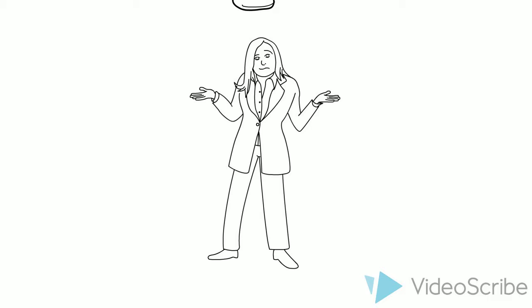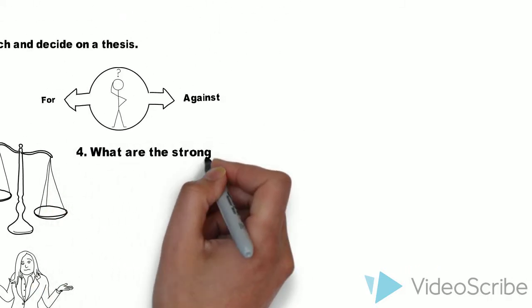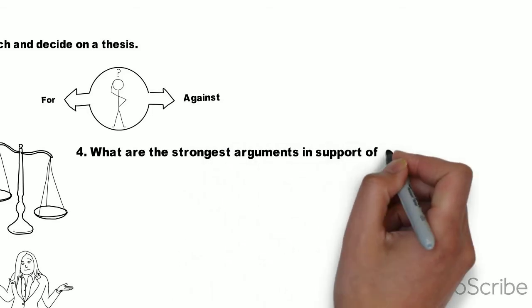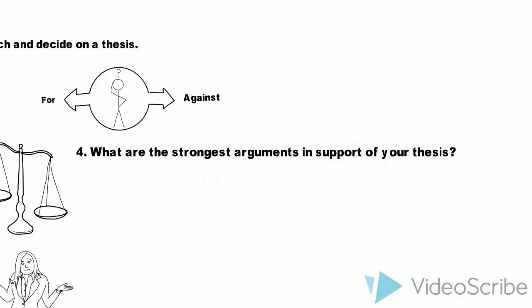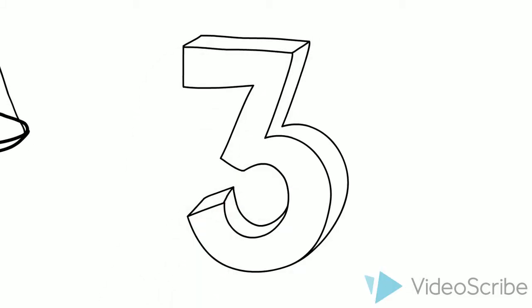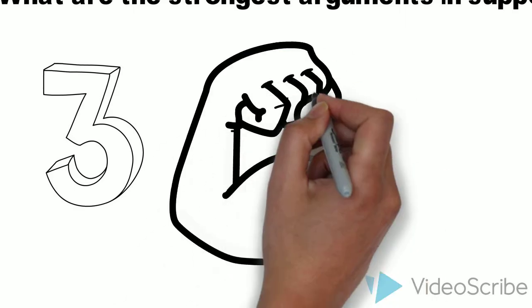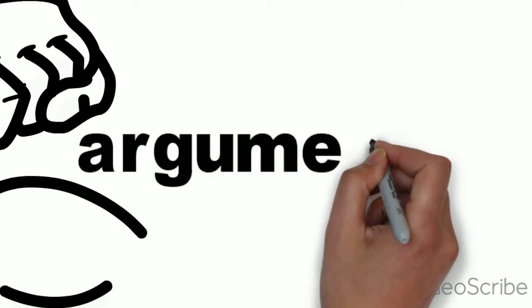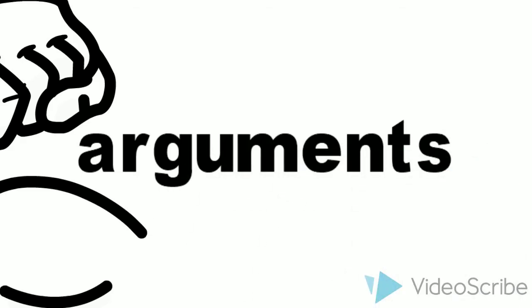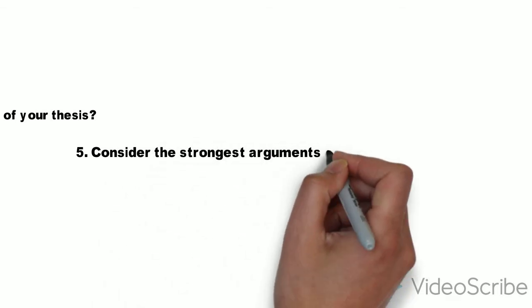All right, step 4, choose the strongest arguments in support of your thesis. I usually advise picking at least 3 arguments that support your thesis, and then explain each one of these arguments, each one of these reasons or justifications in turn, and why they support your thesis in response to the question you've selected.